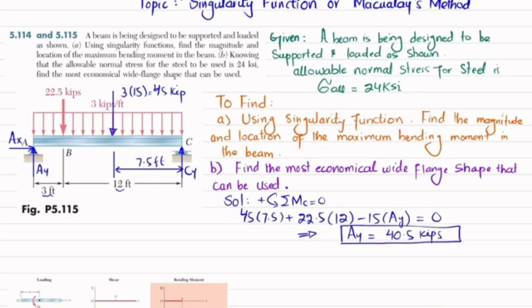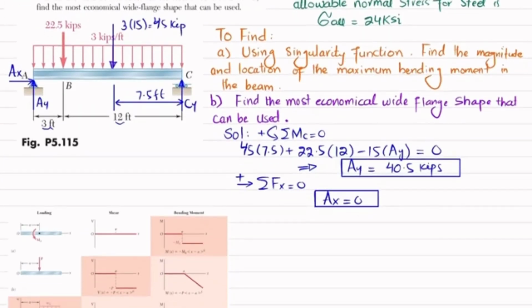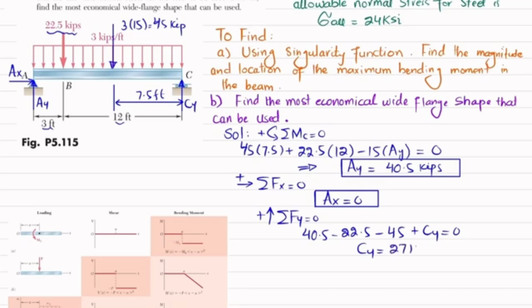That is acting vertically upward. Now you can find AX using the equation of equilibrium that the sum of all forces along the X direction must be equal to 0, with force toward the right taken as positive. There is only the horizontal force AX and no other force, so AX is equal to 0. Now we will find CY using the equation of equilibrium in the vertical direction: AY, which is upward, 40.5, minus the 22.5 kip load, minus 45, plus CY is equal to 0. From here you get CY equal to 27 kips.